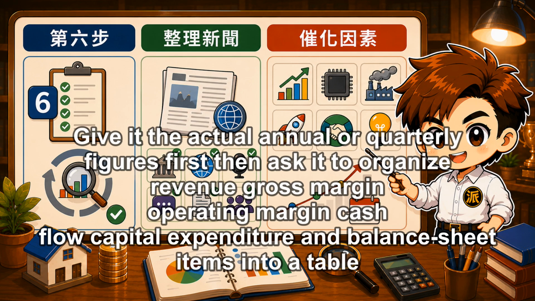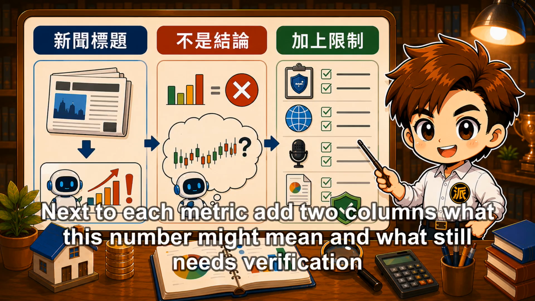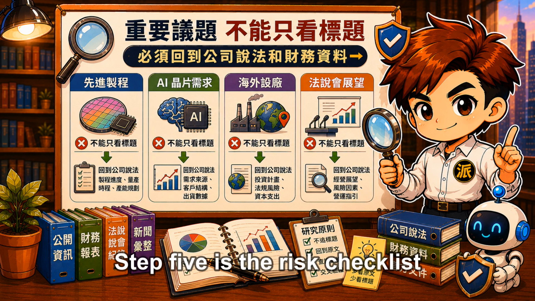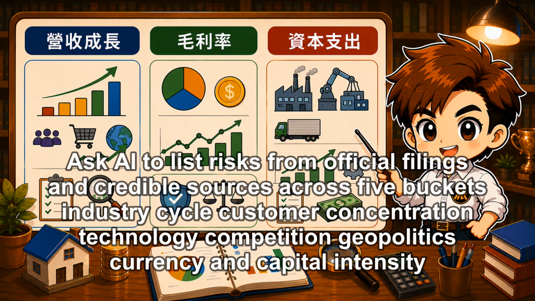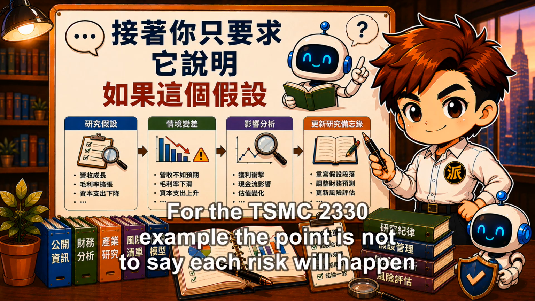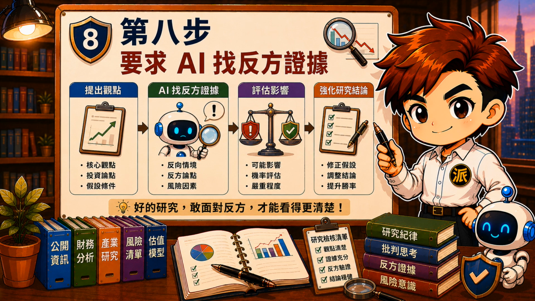Step 4 is the financial snapshot. Do not let AI invent numbers. Give it the actual annual or quarterly figures first. Organize margin, operating capital expenditure, and balance sheet items into a table. Next to each metric, add 2 columns, what this number might mean, and what still needs verification. That turns AI from a stock picker into a question generator.